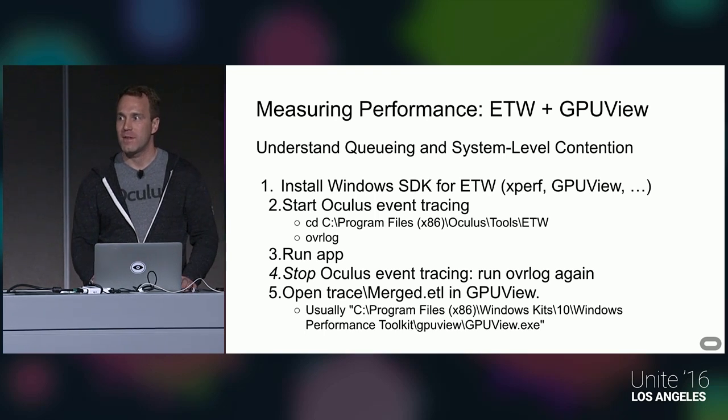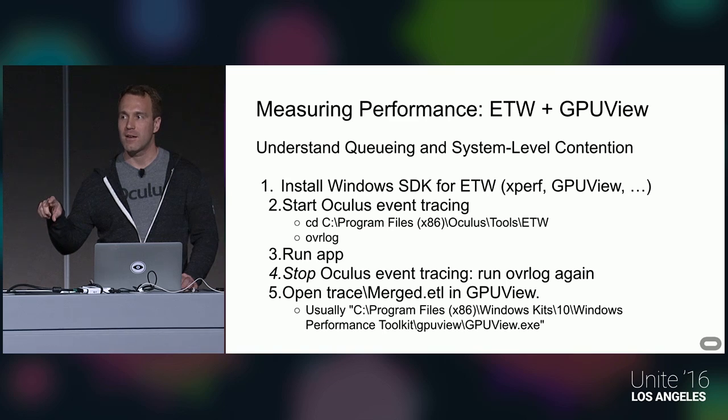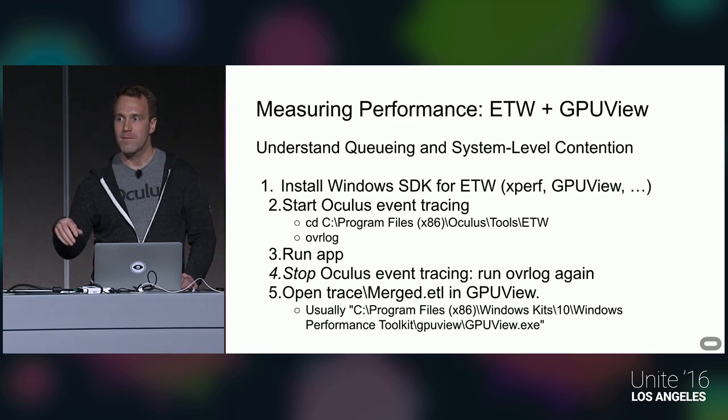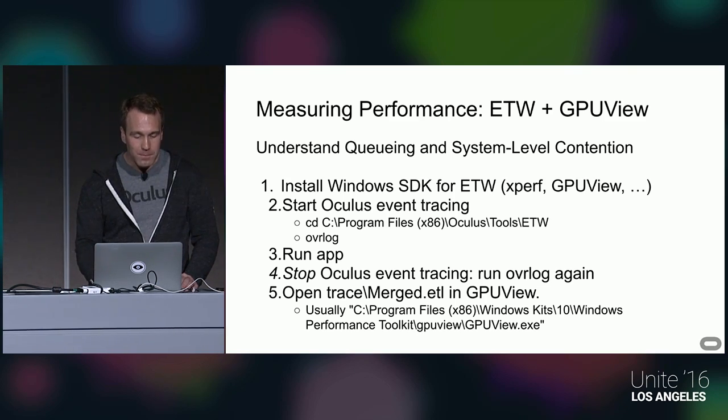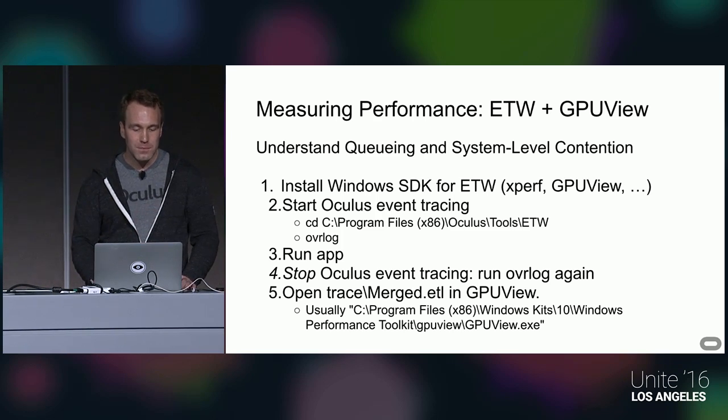We provide a script that will install a manifest with the names of the events that are interesting for our SDK, so that when you run your app, you can run the script to install the manifest and start recording, and then you run the script again to stop it. It's called OVR log. It's really simple. You just run OVR log twice while your app is running, and it'll collect between the two calls. And then run GPU View to open the resulting trace.